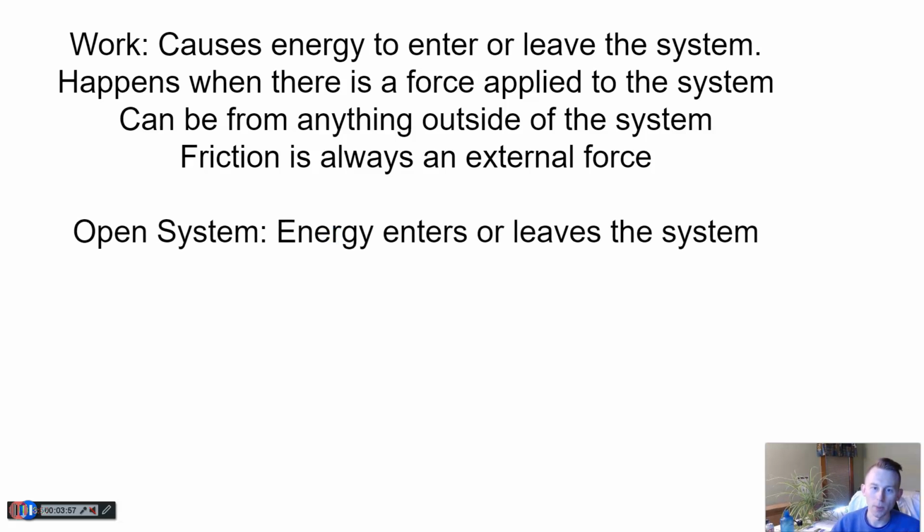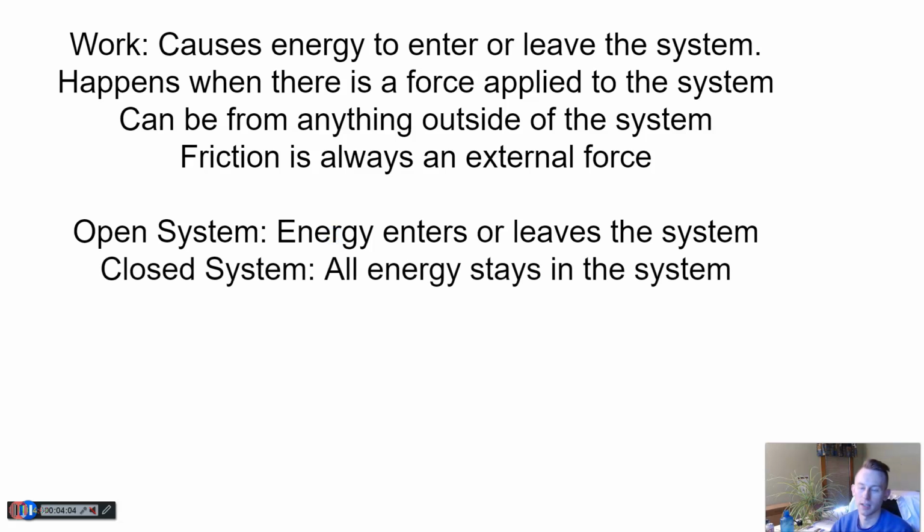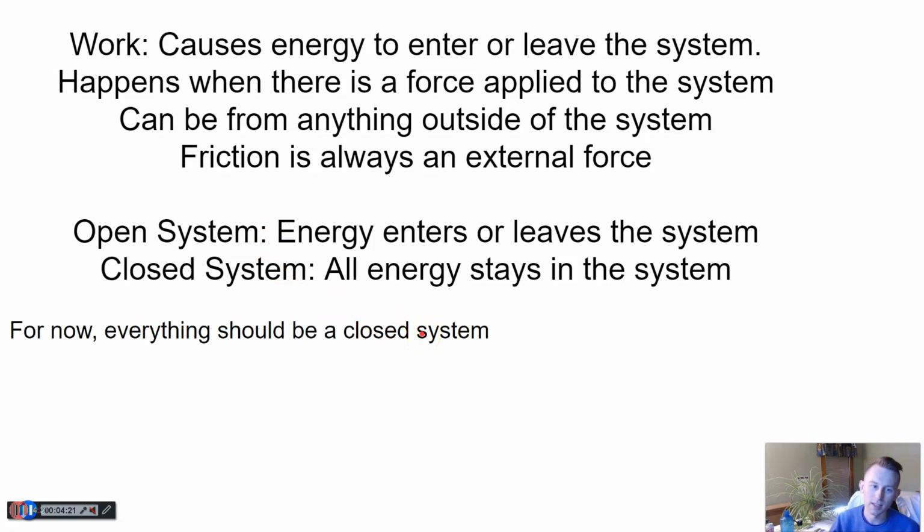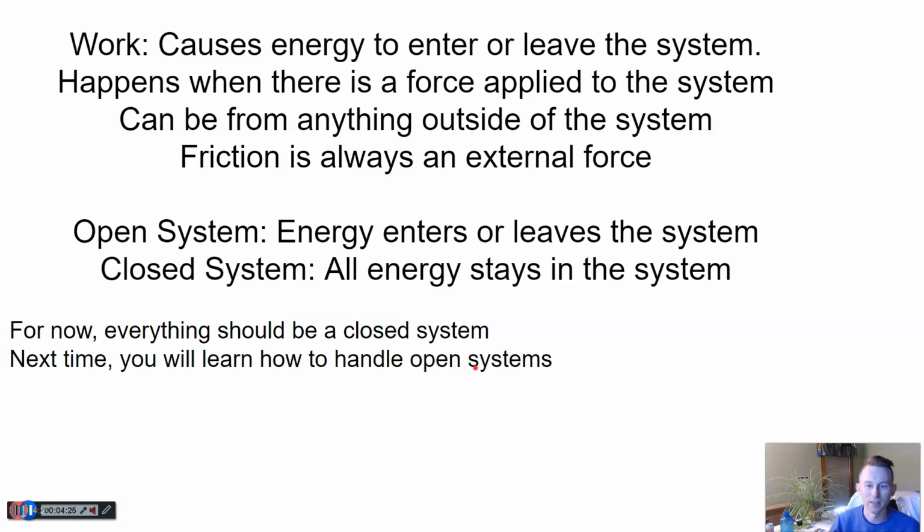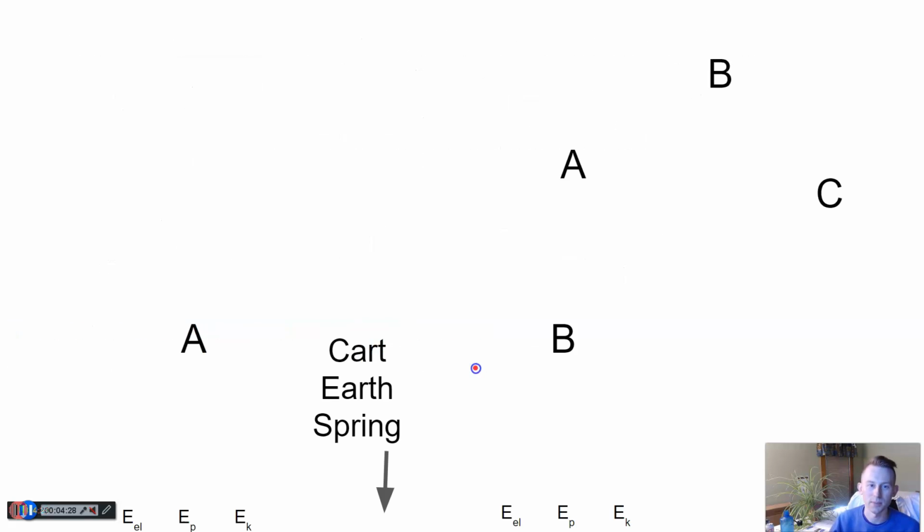And again, an open system is when energy enters or leaves the system. And I'll show you how you're going to represent that here in an example coming up. And then a closed system is when all energy stays in the system. So all the examples that I've showed you so far, two examples so far, those are all examples of closed systems. And now I'm going to show you examples of open systems. For now everything should be a closed system. That was the before ones, but now let's look at handling open systems.